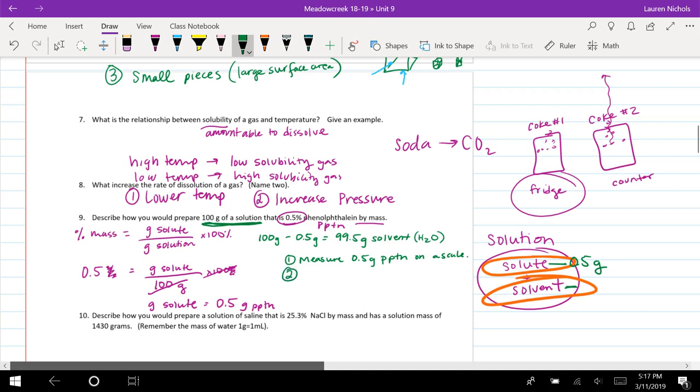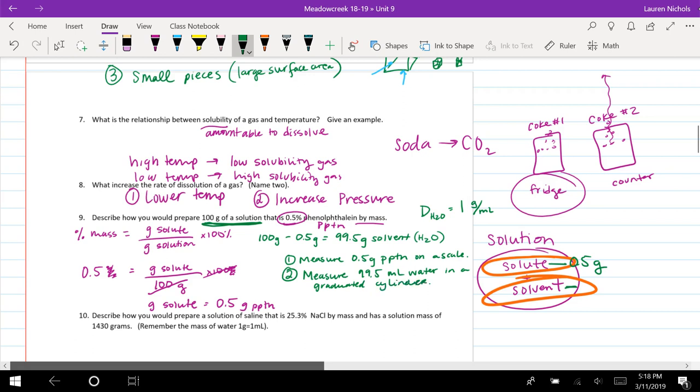The second thing we're going to need to do is measure 99.5 grams of our solvent, which is water. Now, key thing to remember is your density of water. The density of water is 1 gram per milliliter. You should know that from last semester. And so that means 1 gram equals 1 milliliter. So 99.5 grams is equal to 99.5 milliliters. So that means we're going to measure 99.5 milliliters of water in a graduated cylinder. Anytime you're using water, you should be using a graduated cylinder.